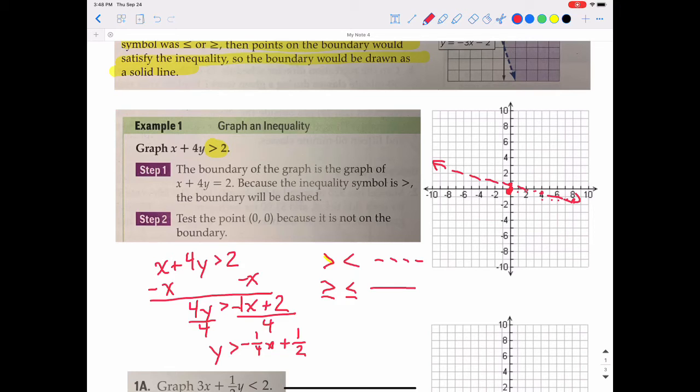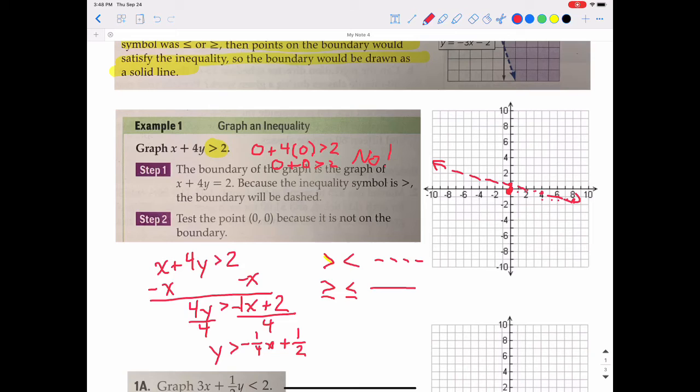So I'm going to go back to the original problem. I'm going to replace the x with 0 and the y with 0 and see if this makes a true sentence or not. So is 0 plus 4 times 0 greater than 2? Is that true or not? No, because that would give me 0 plus 0, and that is not greater than 2.